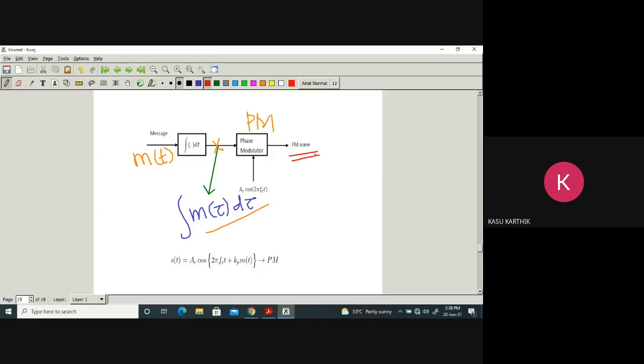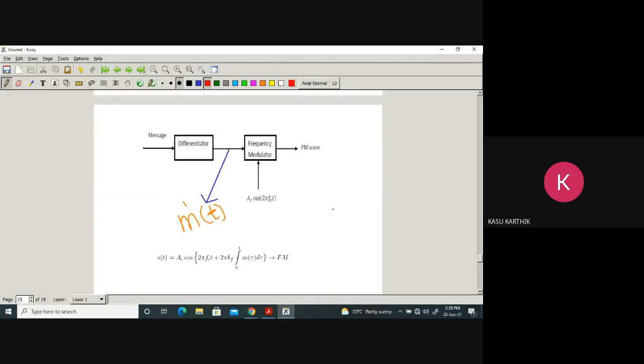Which means I can use a single modulator to generate both waveforms, FM and PM. How? You remove this integrator and apply m of t directly, you get a PM signal. You integrate and apply to the PM modulator, you get an FM wave. Which means they're very, very similar. Isn't it? So that is the similarity. You can do the reverse also.